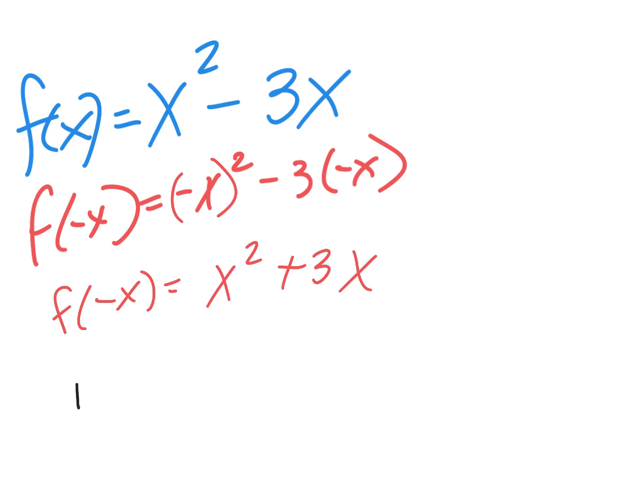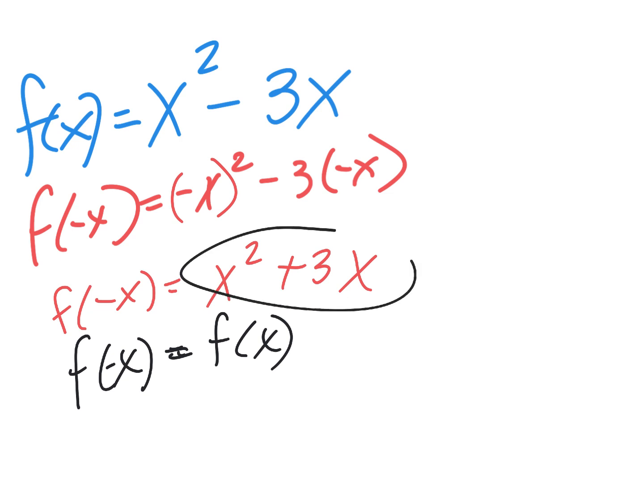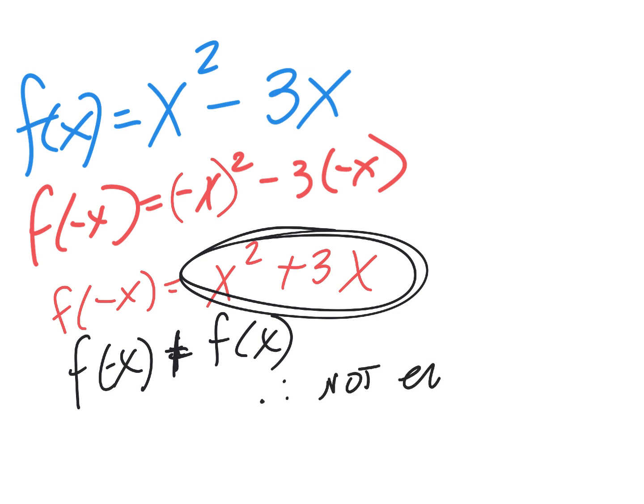And then you're either going to have the big finish of f of negative x is equal to f of x, or it's not equal to f of x. Is this actually f of x? No, so then I say not equal to, and therefore not even. We just proved that it is not even for sure.